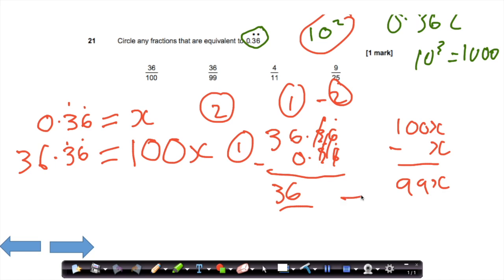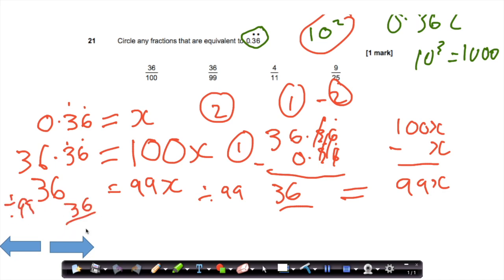Which means that 36 equals 99x. If 36 equals 99x, then we can divide by the coefficient of x. So if we divide by 99, 36 over 99 will become 36 over 99. 36 divided by 99 can be rewritten like that. And 99 divided by 99 is 1, so 1x. So this has to be equivalent.